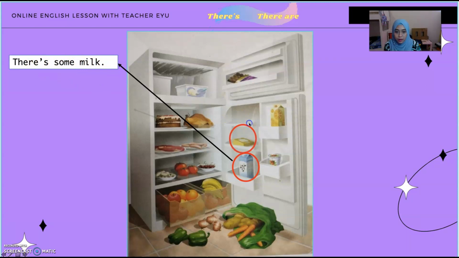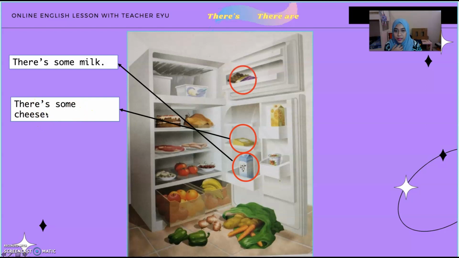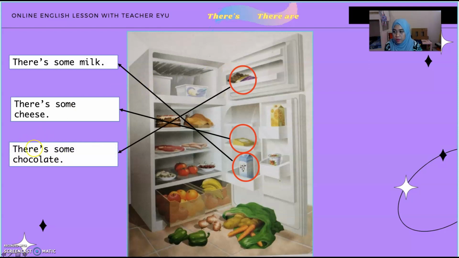Next. What is this? I bet this is cheese. Cheese also is uncountable. Cheese pun uncountable. So, we use there's. There's some cheese. Okay. Next. Chocolate. Chocolate is also uncountable. So, we use there's also. There's some chocolate.